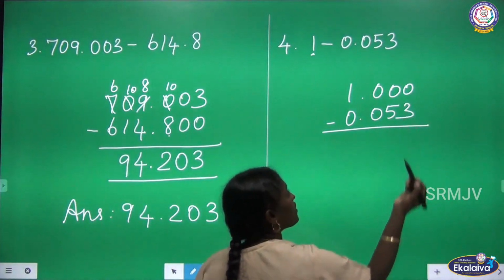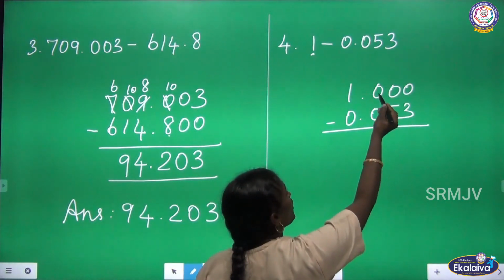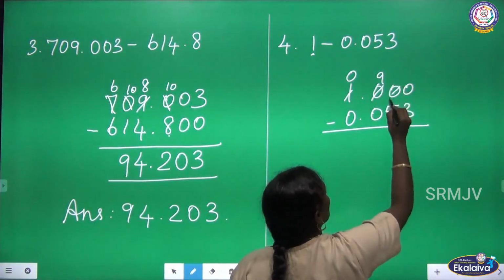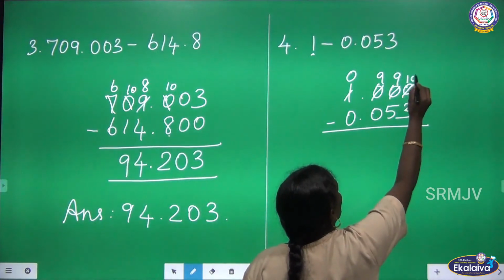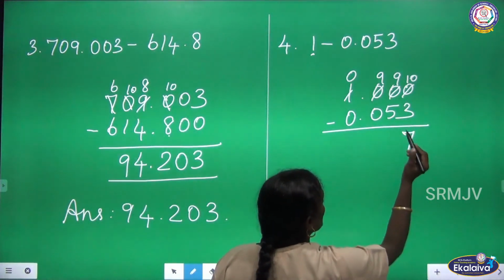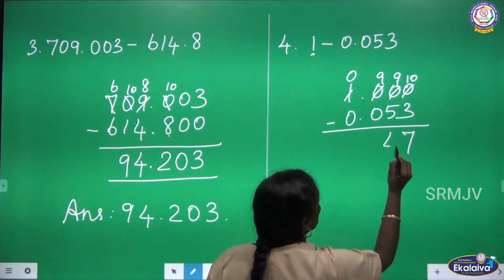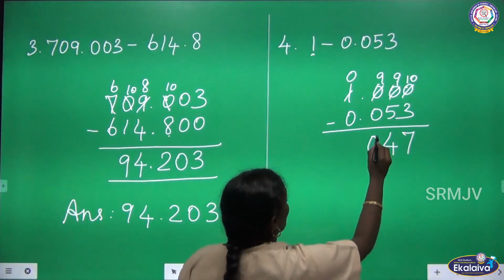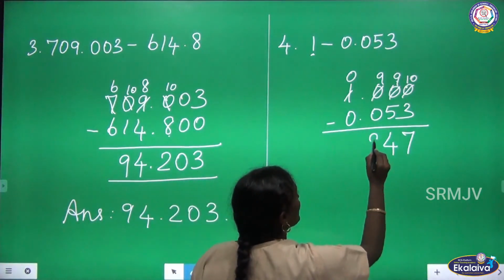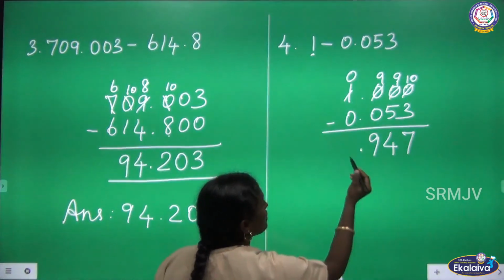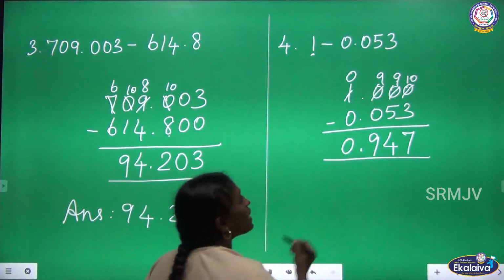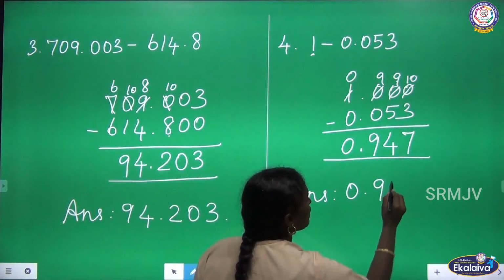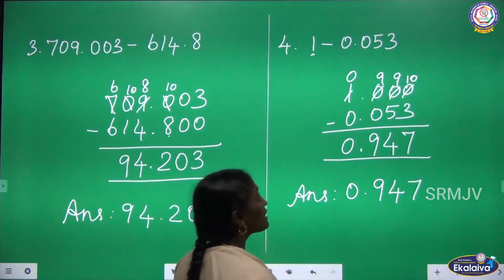Here 0 minus 3, we can't do the subtraction, so we have to borrow from 1. 1 will become 0, here the 0 will become 9, this 0 will become 9, this 0 will become 10. 10 minus 3, 7. 9 minus 5, 4. Here 9 minus 0, 9. And then we have to keep the decimal point. Here 0 in the whole number part, 0. So the answer is 0.947.